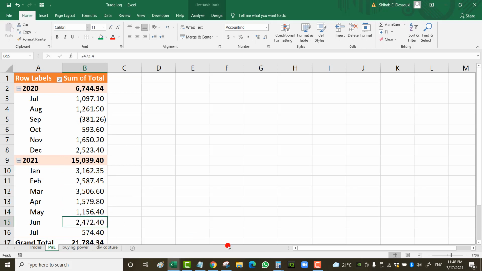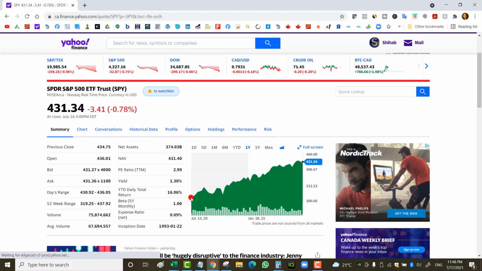But if I were holding the SPY for the past year, in order to generate income, I would have to sell some shares. Now, I would either have to sell some shares every month, or I could wait until the end of the year, sell the amount that I want to withdraw, and then just spread it out for the following 12 months.